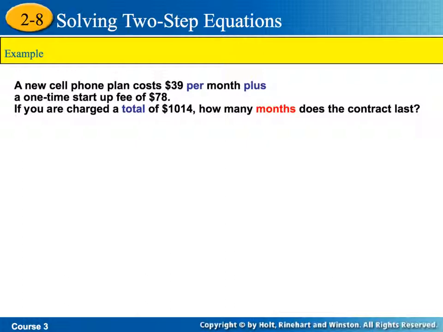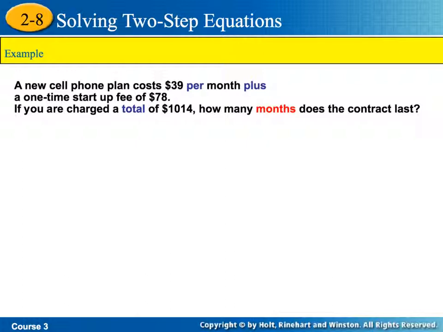So when we look at this, this is kind of like anytime you get a cell phone plan, okay? It says a new cell phone plan costs $39 per month plus a one-time startup fee of $78. Holy buckaroonies. I'd like that. Okay, if you are charged a total of $1,014, how many months did the contract last? This equation that you come up with is slightly different than the equations we've been talking about. Still a two-step equation, but a lot more like yesterday.